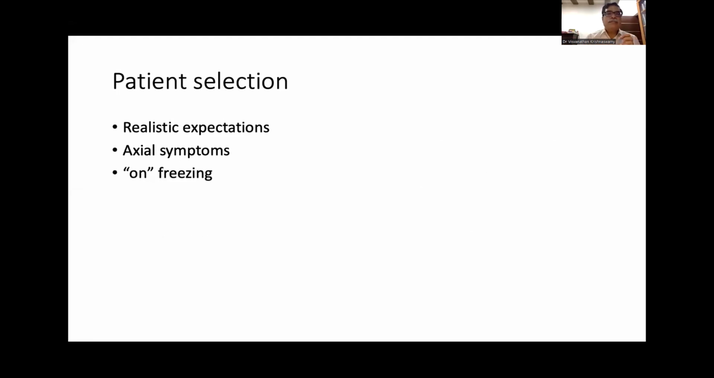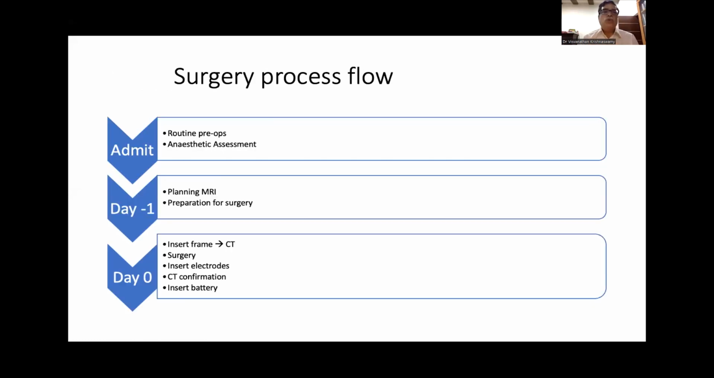So patients with severe axial symptoms, swallowing issues, or balance issues, those are the ones who probably will not do well with surgery. So this is the process flow. After routine preoperative investigations, the patient undergoes a planning MRI, probably a day or two ahead of surgery. The MRI images are captured into the planning station, and then we plan our target.